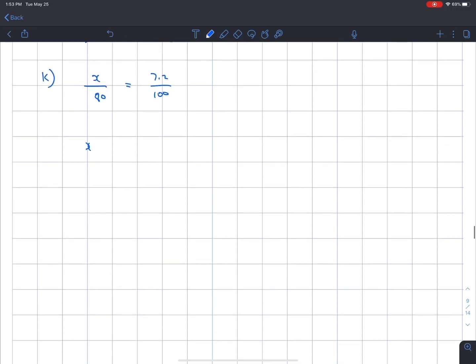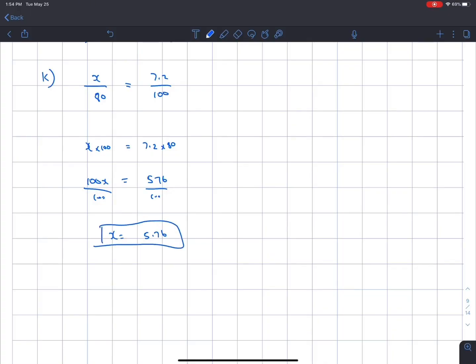We cross multiply: x times 100 equals 7.2 times 80. So 100x equals 576. And then we divide both sides by 100 to get 5.76.